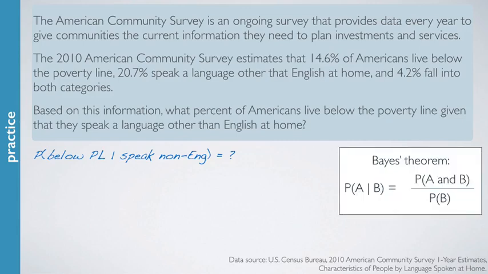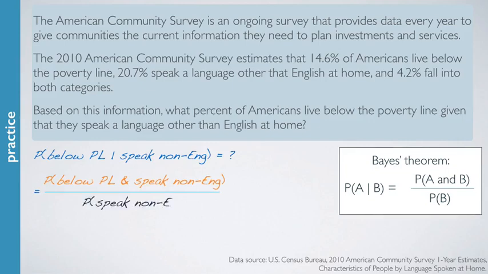Since this is a conditional probability, we will use the Bayes' theorem, which says that probability of A given B is the joint probability of the two events divided by the marginal probability of the event we're conditioning on. In context, this is probability of living below the poverty line and speaking a language other than English at home divided by the probability of speaking a language other than English at home.